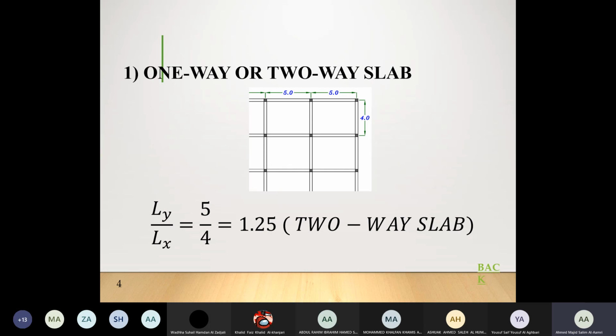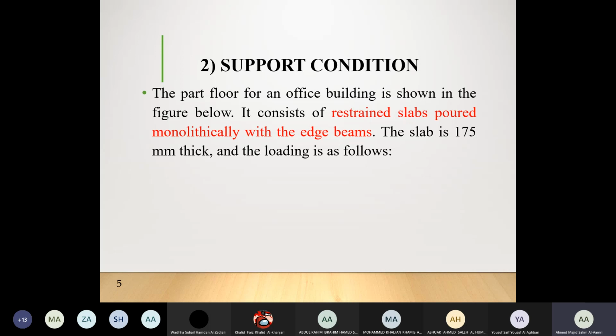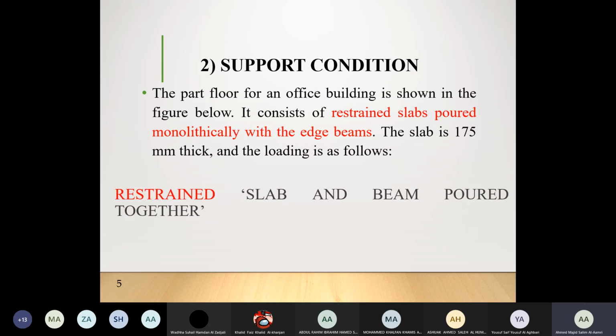Now, after we check for one-way and two-way slabs, we are going to check the support condition. Once again, it has been clearly said that we are going to use restrained solid slabs. The other comment they have made is that the slabs and beams are monolithically constructed, meaning they are cast together. So we are not going to have a two-way solid simply supported slab, but we are going to have a restrained slab. They have mentioned clearly that it's going to be restrained. What does it mean? It means that slab and beam are connected together. So it's clearly indicated here that we are going to use the big table, not the small table.